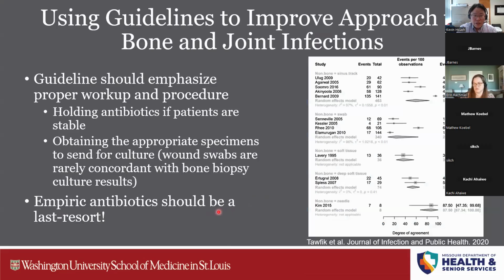So for bone and joint infections, if you're going to create a guideline around this, one thing that you should really emphasize is proper workup and procedure. For osteomyelitis, most osteomyelitis that comes to the hospital does not need empiric antibiotics. If the patients are stable, if they are not septic, essentially, holding antibiotics is recommended in the guidelines. Even in guidelines for severe infections like spinal osteomyelitis, it is recommended that you obtain appropriate specimens first.